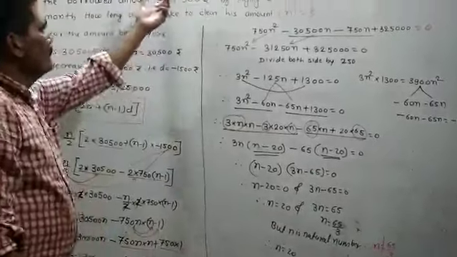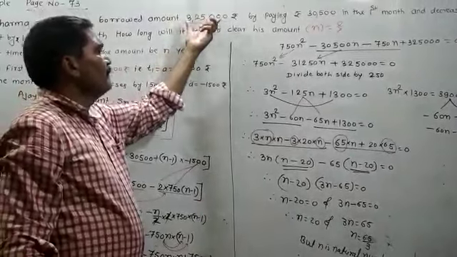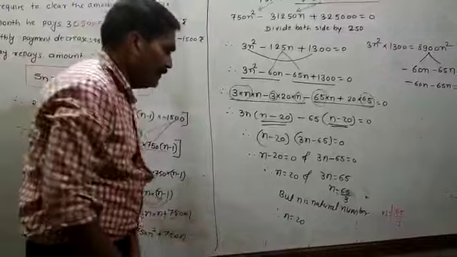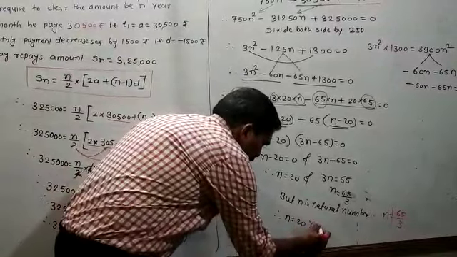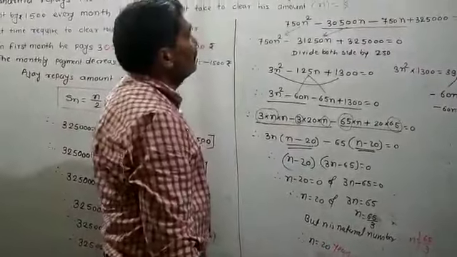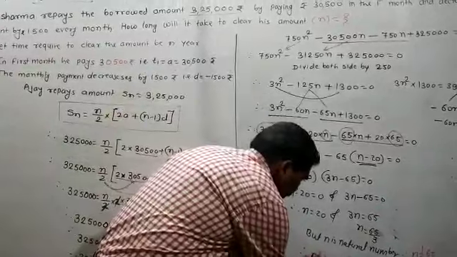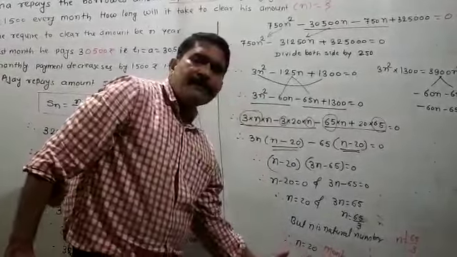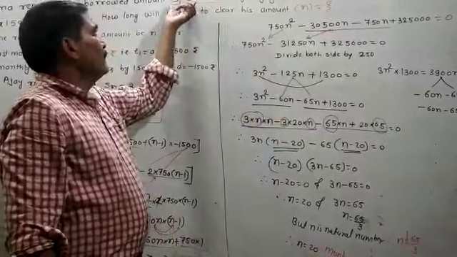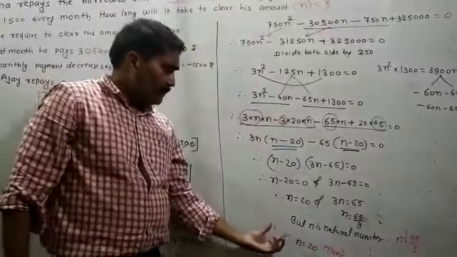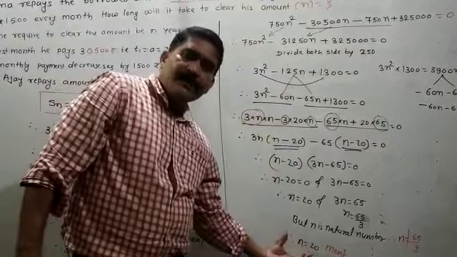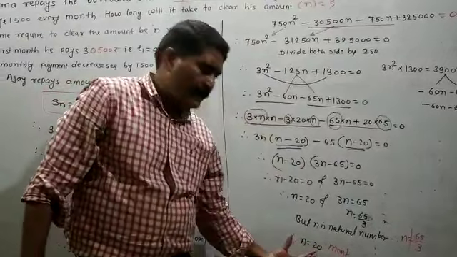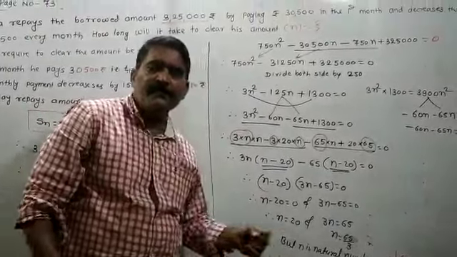So this amount he will repay to the bank within 20 years. Within 20 months, not years, 20 months, he will repay this amount, 3,25,000, within 20 months to the bank, and you have to find out the value of n. In this way you have to find out the value of n.